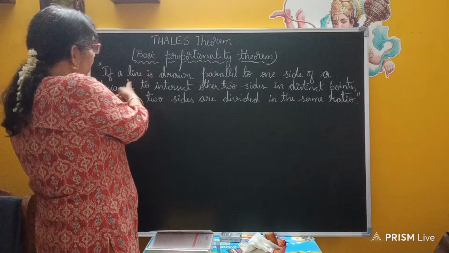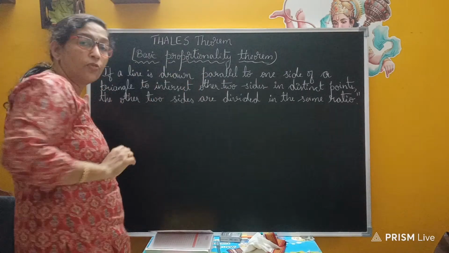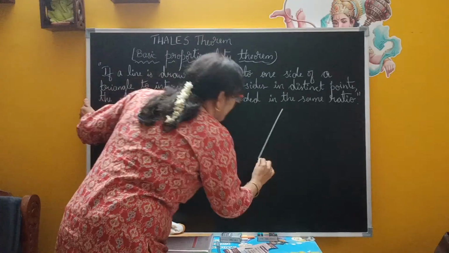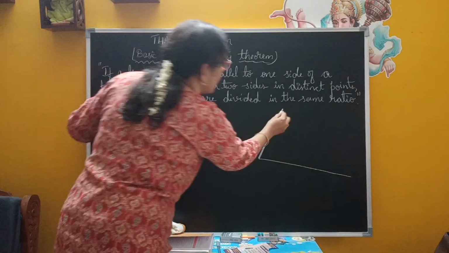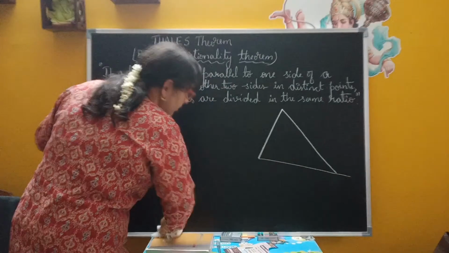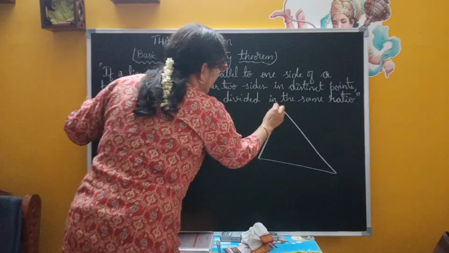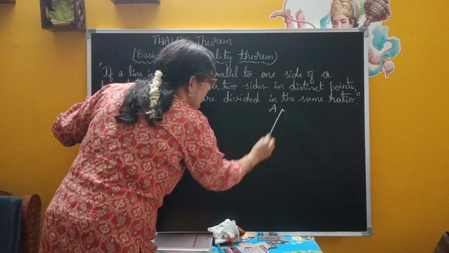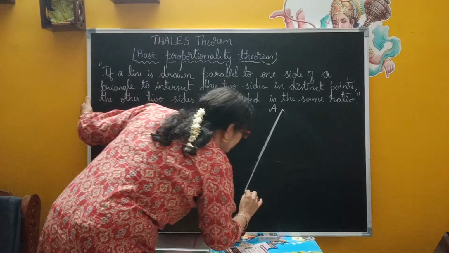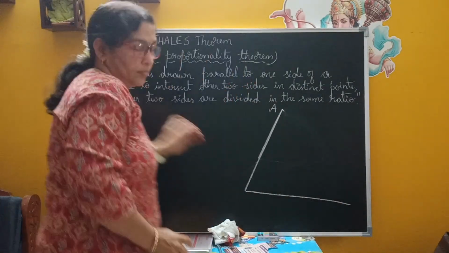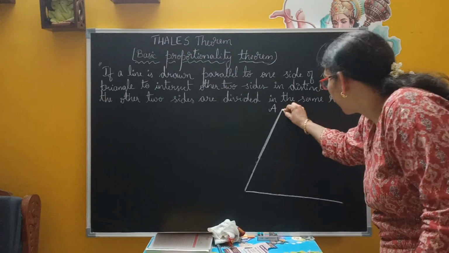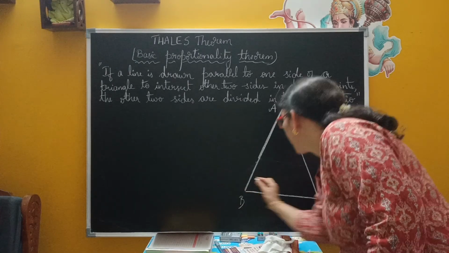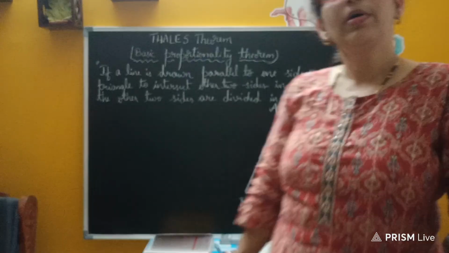According to this statement, what is given here? A line is drawn parallel to one side of a triangle. So first, let us draw a triangle. Now, here we have a triangle ABC. I'll draw a little bigger one, it is then easy to understand. Now I name the vertices: this as B, this as C. Now we have a triangle ABC.